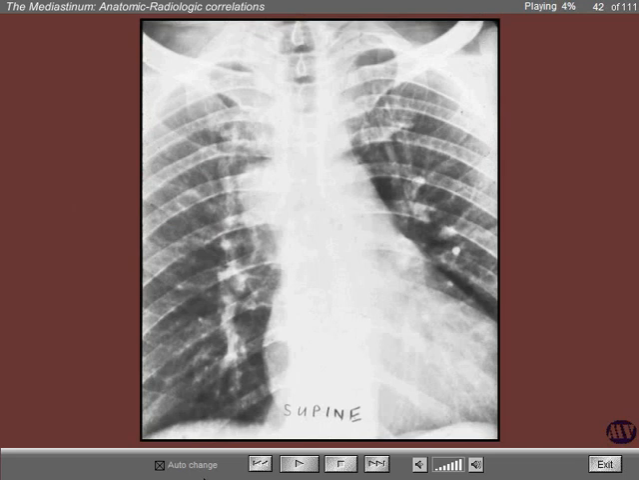The simplest way of differentiating an enlarged azygos vein from adenopathy is to fluoroscope the patient or to compare a supine with an upright view of the chest. This is the supine view of the chest of the previous case, where we can see distinctly an enlargement of the mass in the right tracheobronchial region. And we can also see the density behind the heart, so therefore we are dealing with an enlarged azygos vein.